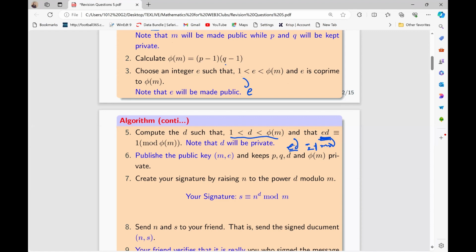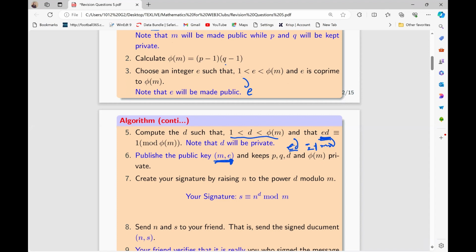Now, once you get D and you have E, what do you make public? We've said you make public M, the product of the two prime numbers, and E. For purposes of digital signature, they will be used for verifying. This E will be used for verifying, and M will be the modulus at that time.